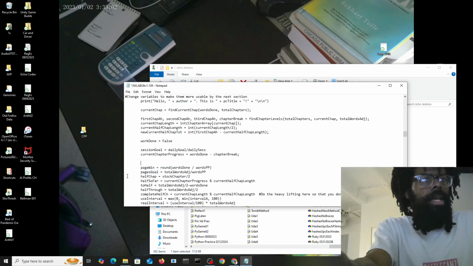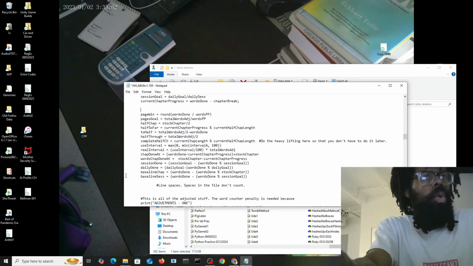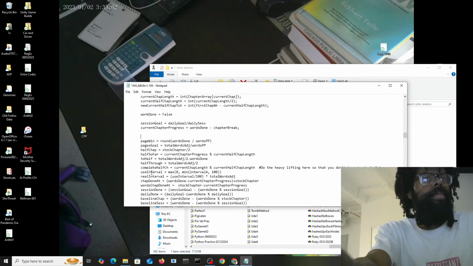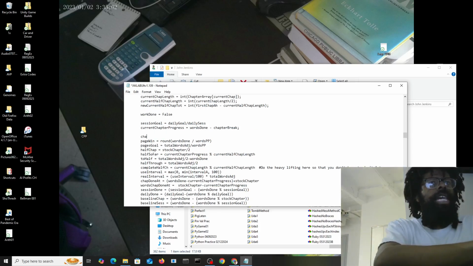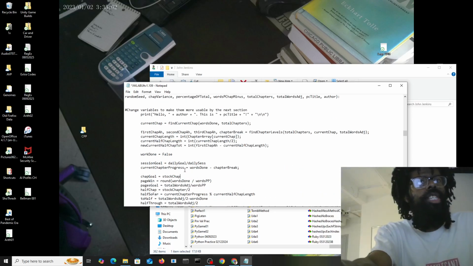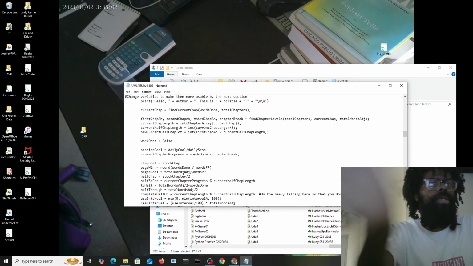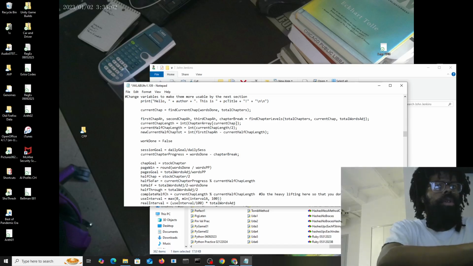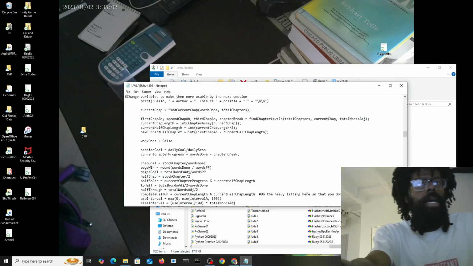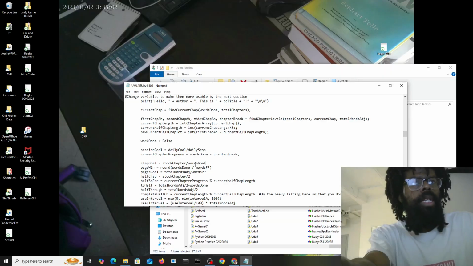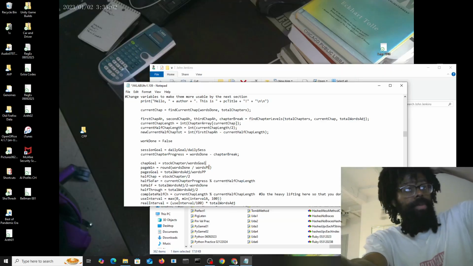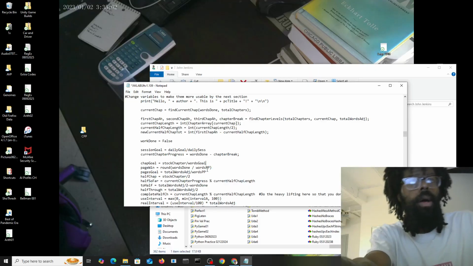So why don't I make sure that there's no, okay, chap goal equals stock chap. Is it stock chap or stock chapter? Stock chapter. Chapter divided by words goal. Chap goal equals stock chapter divided by words goal.